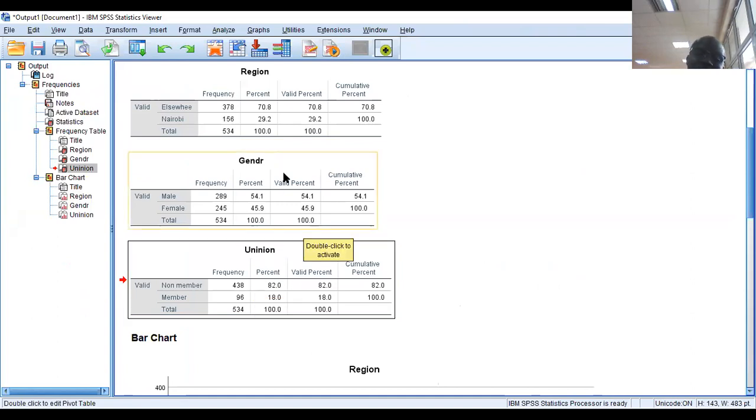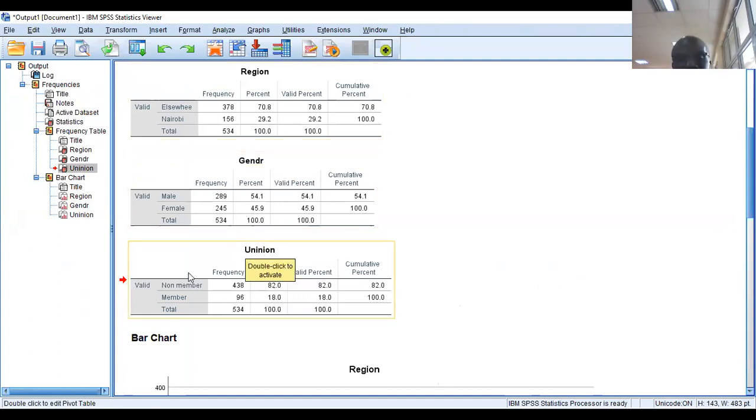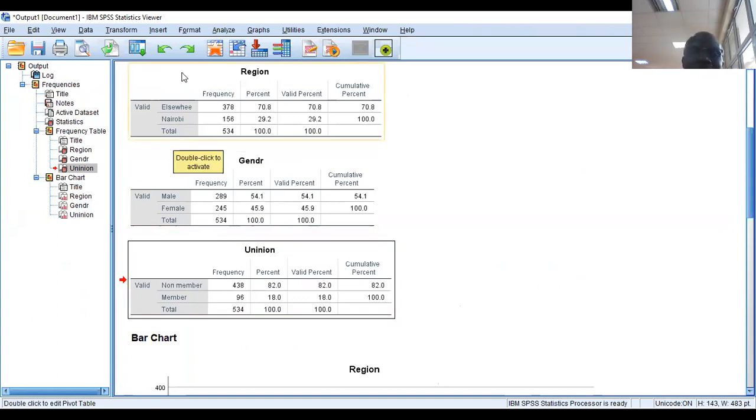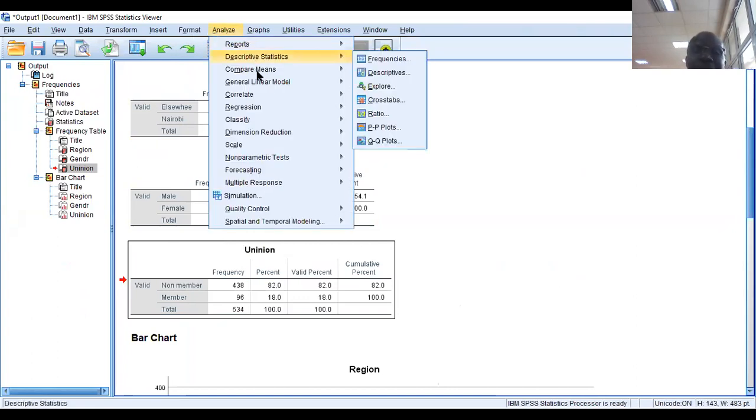But a better analysis is not for you to get the number of males only, or females. You want to know how many males are union members and how many females are union members. Then you can look at their salaries later. That again, you get it from here. You come here and now do descriptives. Then you do a cross tab. Now you don't just get a simple frequency. You cross tabulate variables.